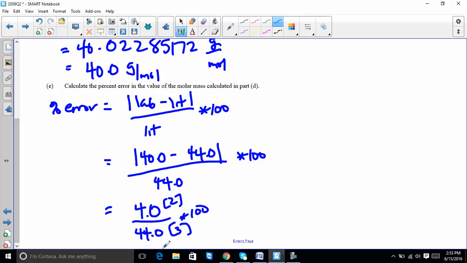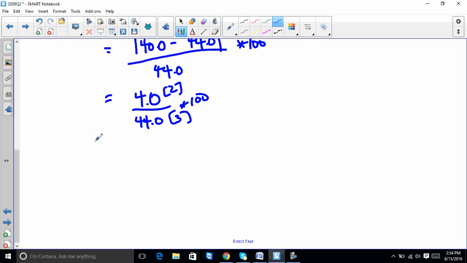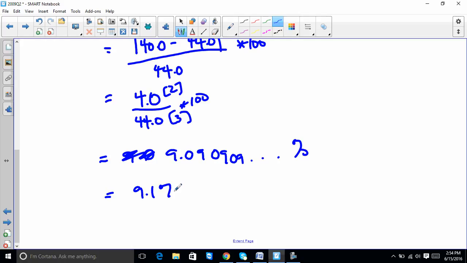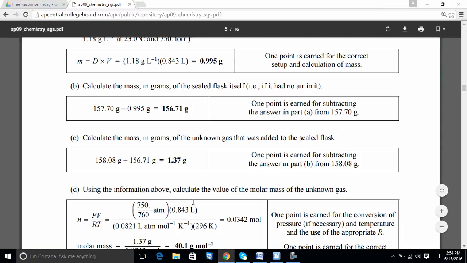my calculator is showing, oops, I've got to extend the page. I would have 9.090909 dot dot dot percent. We get 2 sig figs. I'd have 9.1%. Interesting. We're going to see a little problem with, I think, the scoring guidelines.